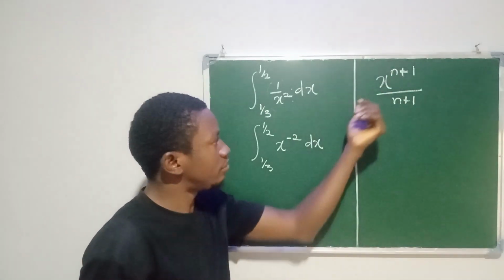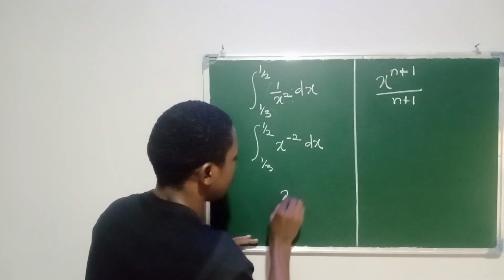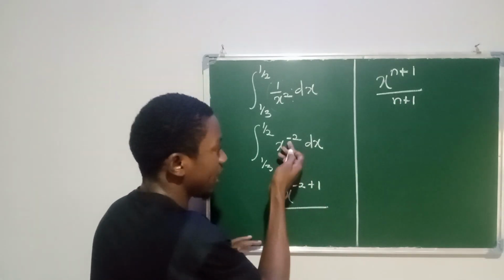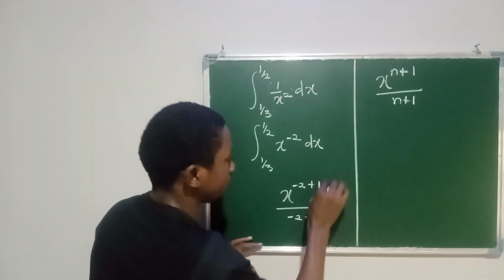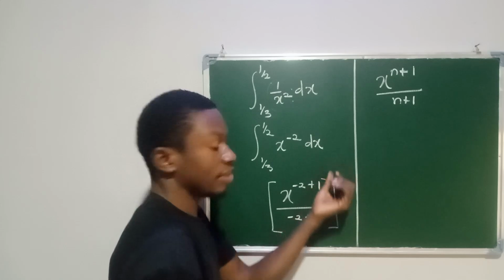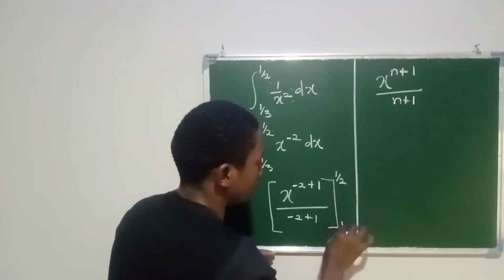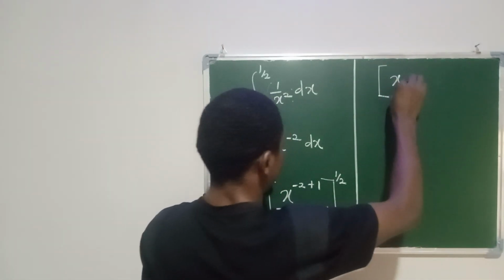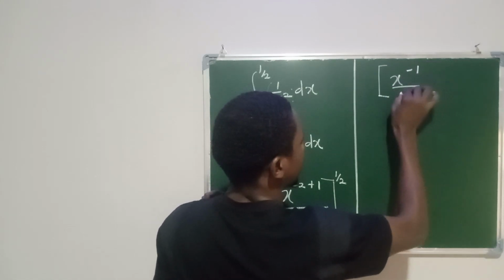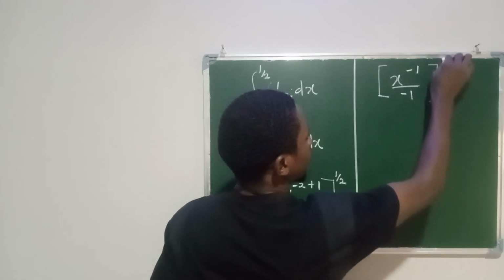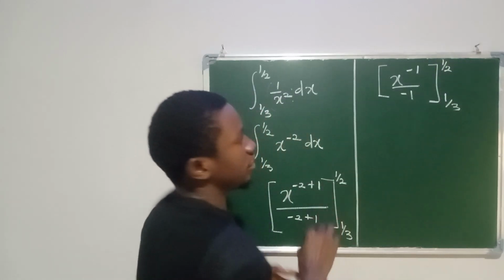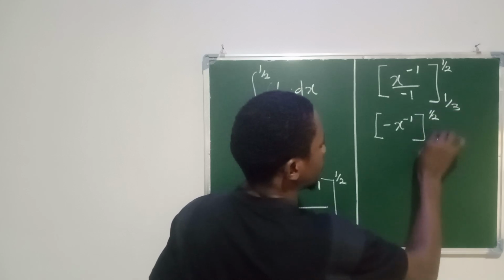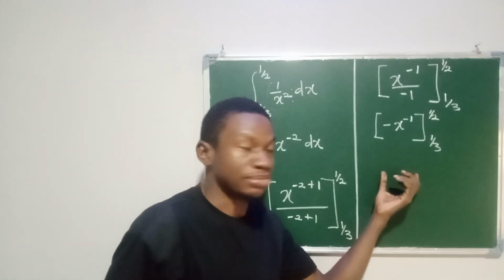So if we add 1 to the power, x raised to minus 2 plus 1, all over n plus 1, and n is minus 2, so we go minus 2 plus 1. We still have the limits at the top and at the bottom. Having done this, we can go further to have x raised to the power of minus 1 all over minus 1, with limits 2 and 3. So we have minus x raised to the power of minus 1, from 2 to 3. So we are almost at the end of this.